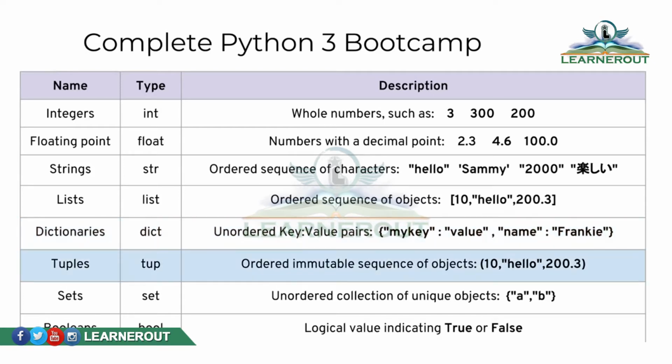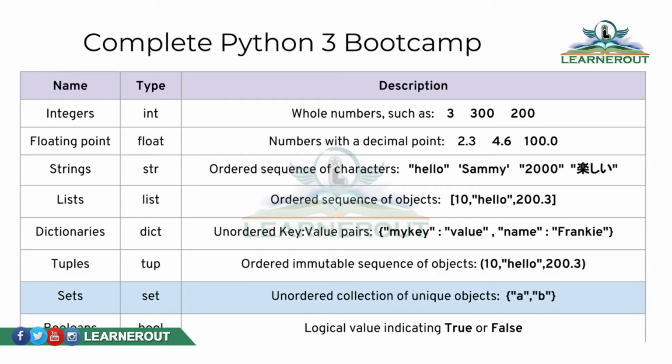After dictionaries, we have tuples. Sometimes they're also called tuples. And these are ordered immutable sequences of objects. They look a lot like lists, except they have parentheses, and they're immutable, meaning you cannot change an object that's already in that sequence. We'll be discussing what immutable means in a lot more detail when discussing tuples.